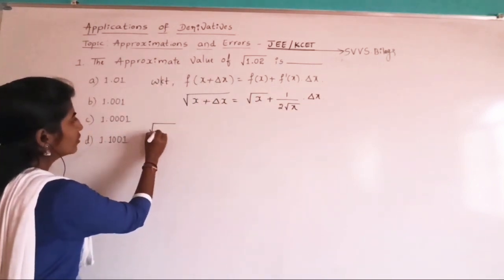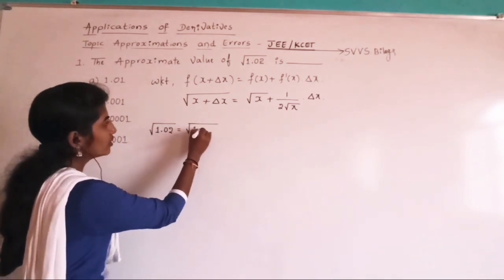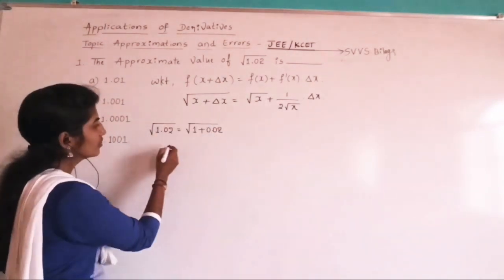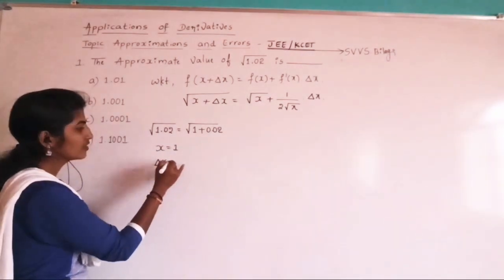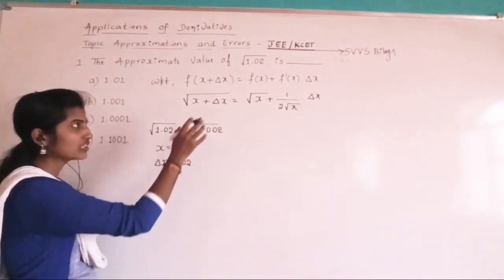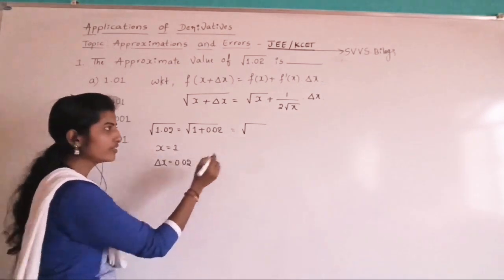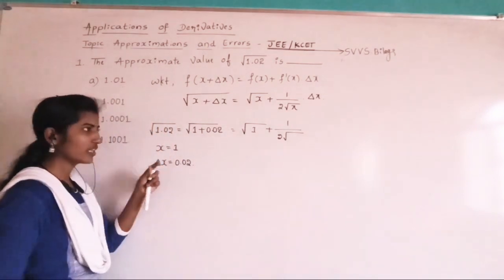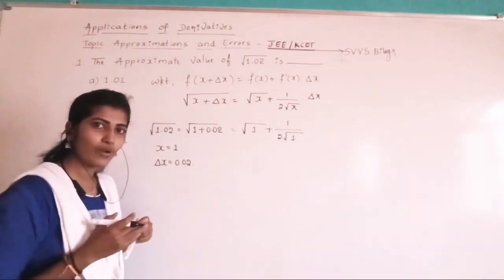So here I am going to write square root of 1.02 as square root of (1 plus 0.02), right? By comparing with this, I have x value as 1, whereas the error in x is delta x, which is equal to 0.02. So if you know this much, easily you can have this. That is equal to square root of 1, as my x value is 1, plus 1 divided by 2 root x, where x is again 1, into the error in x, that is delta x, which is 0.02, right?